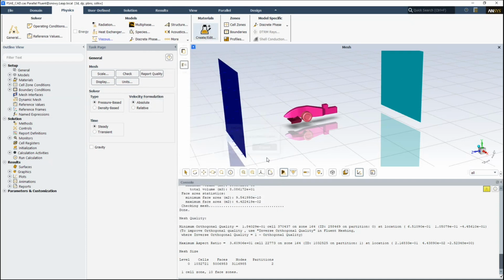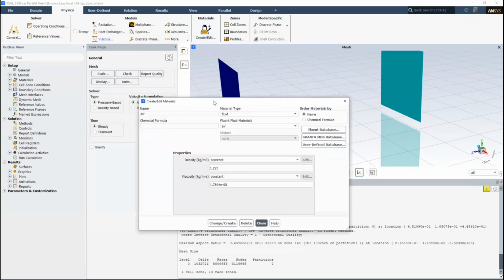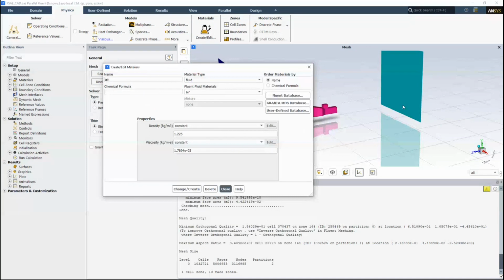Okay, we're going to look at our material. In this case, we're just using air. So we've got our fluid domain, and the only material we're looking at is air. We don't need to consider any solids because we're not doing conjugate heat transfer, and we're not doing multi-phase, so there's only one fluid. Now, we're looking at a constant density.